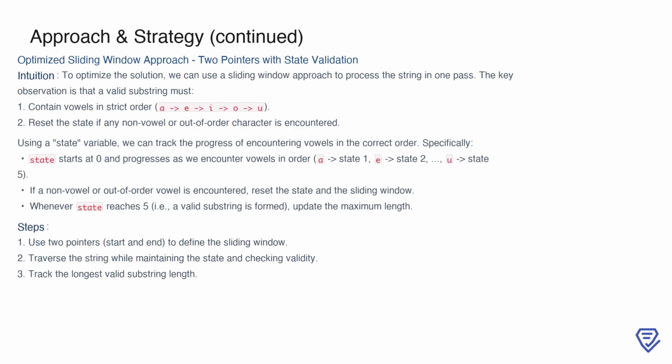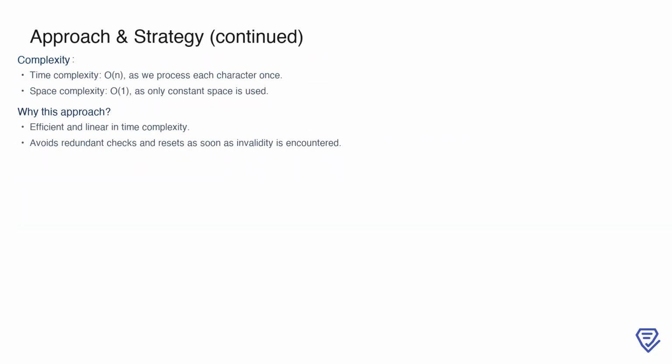When the state reaches 5, it means we have found a valid substring, and we update the maximum length. Using 2 pointers to define the sliding window, we traverse the string while maintaining the state and ensuring the substring remains valid. This approach allows us to efficiently identify and track valid substrings without redundant checks. This sliding window approach is not only conceptually straightforward but also highly efficient. In terms of time complexity, it processes each character of the string exactly once, resulting in O(n) time complexity. The space complexity is O(1), because we only use a few variables, such as the state and pointers, without requiring additional data structures.